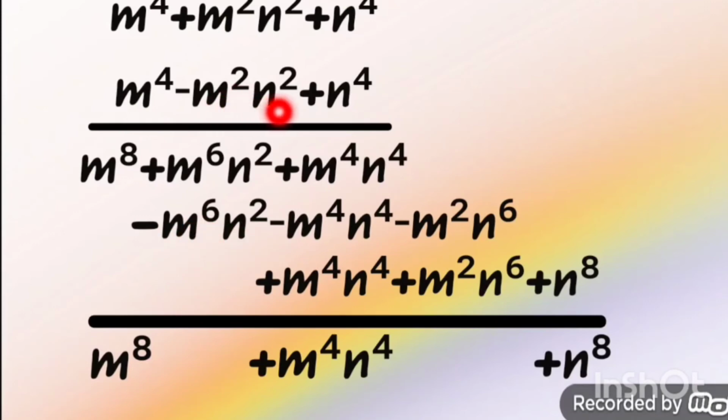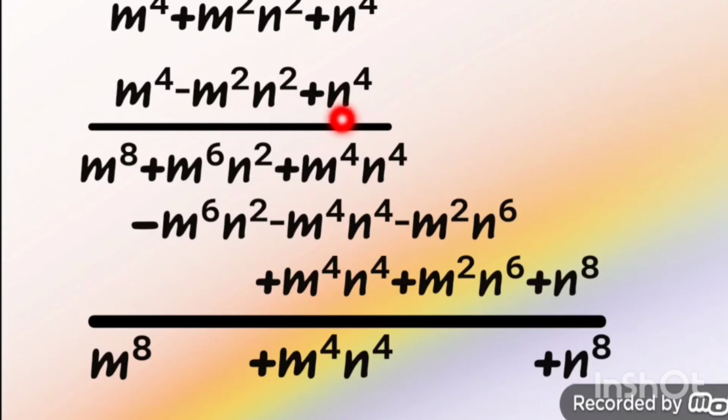Minus m square n square multiplied by m square n square will be minus m raised to power 4 n raised to power 4. Minus m square n square multiplied by n raised to power 4 will be minus m square n raised to power 6. Now multiply n4 with each term of the first polynomial. n4 multiplied by m4 will be m raised to power 4 n raised to power 4.